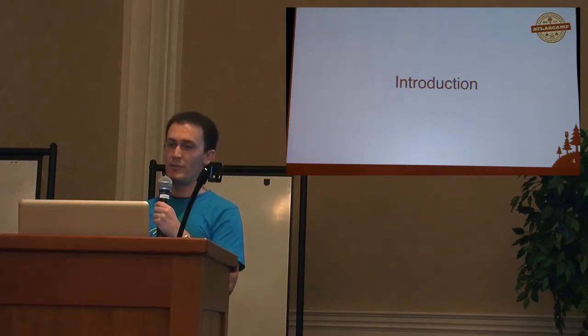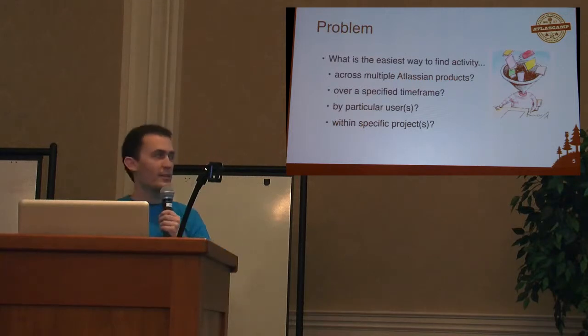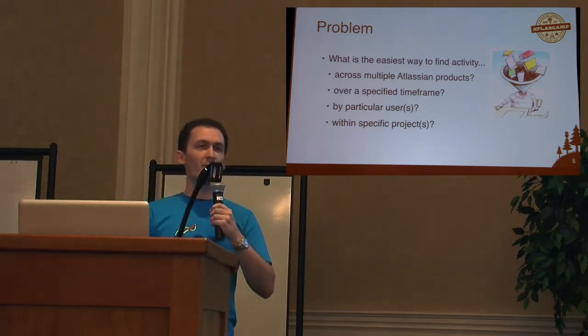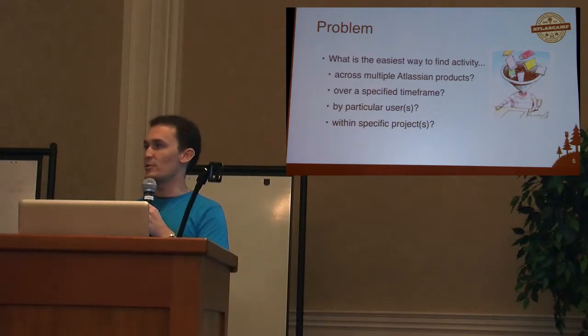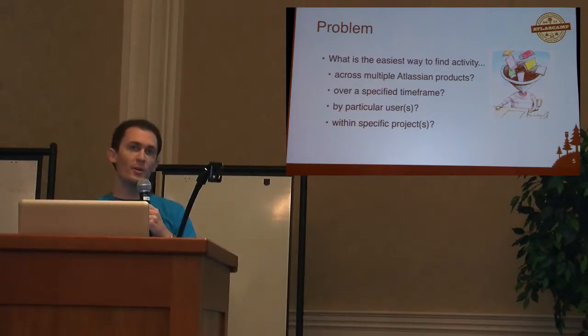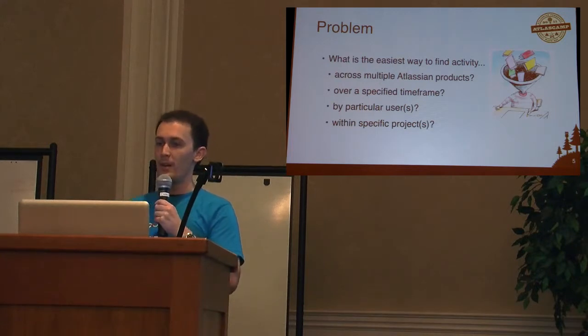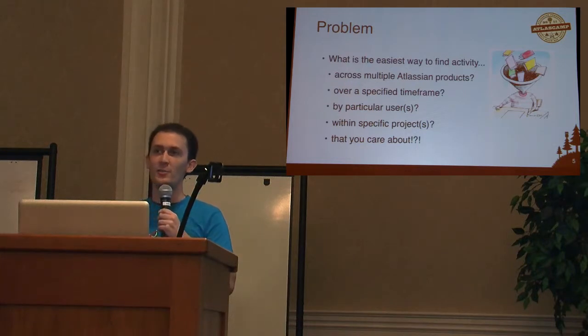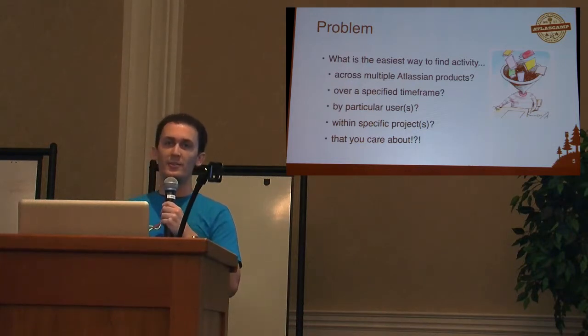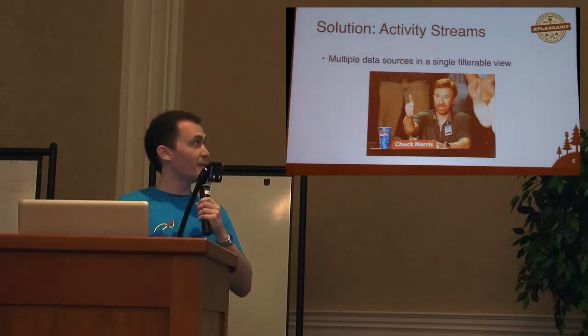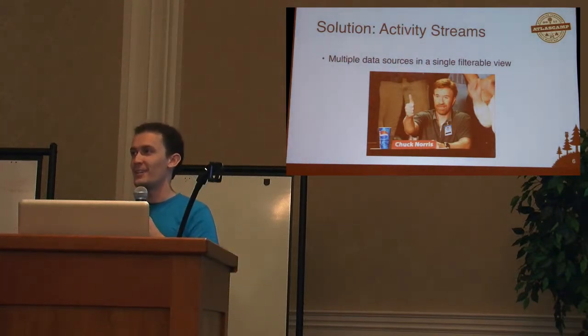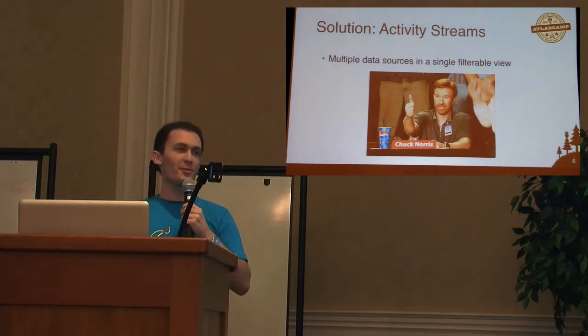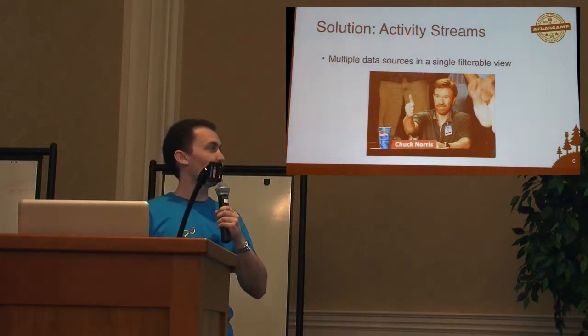So first, introduction. What is the easiest way to find activity across all of your Atlassian products? Or maybe, what's the easiest way for you to find activity for specified users or particular projects, or maybe over a given time frame? In other words, what is the easiest way to find the activity that you as a user care about? The answer is one that Chuck Norris approves of: activity streams. Activity streams allows you to have multiple data sources in a single filterable view.